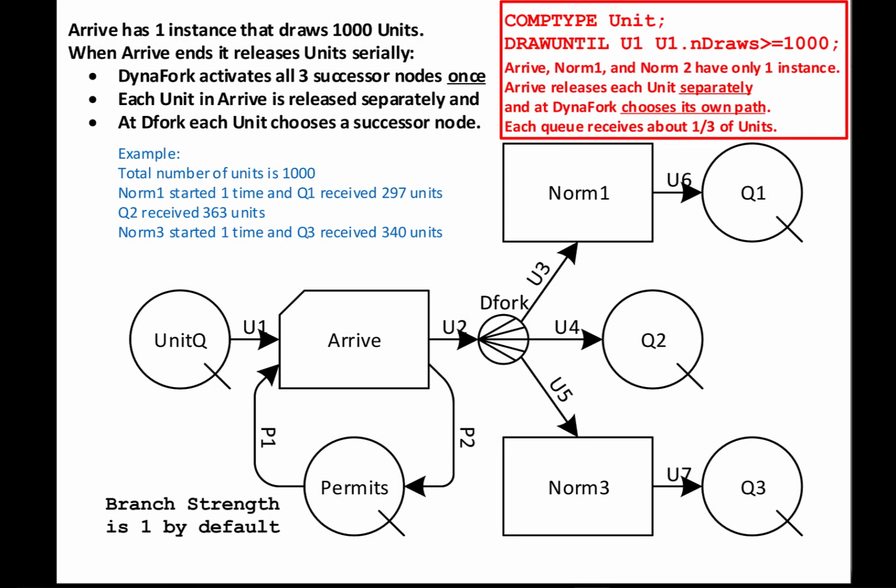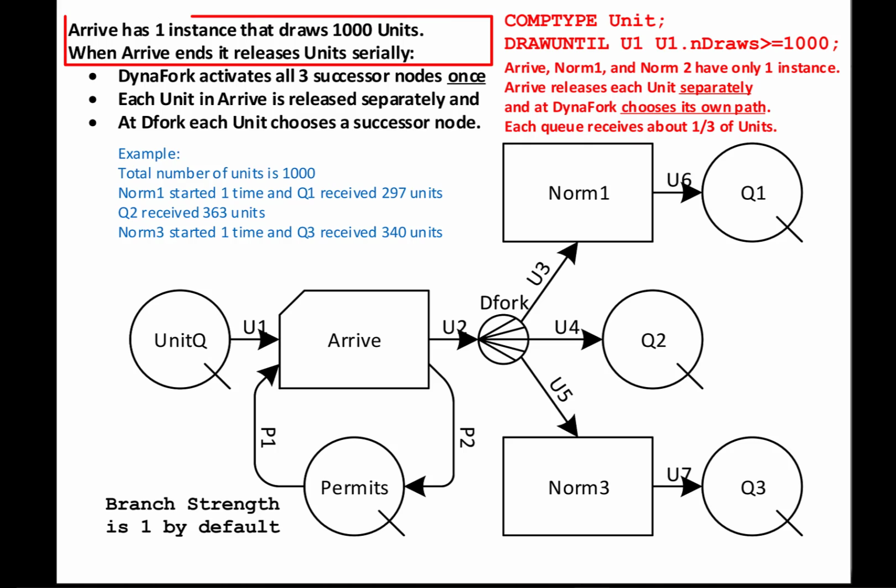This model illustrates how a dynamic fork routes characterized resources. This is perhaps the most interesting of all examples to be presented. In this example, unit Q is initialized with 1,000 characterized units, and the draw until for link 1 allows the first instance of activity arrive to receive all 1,000 units. When activity arrive terminates, it has 1,000 units to release.